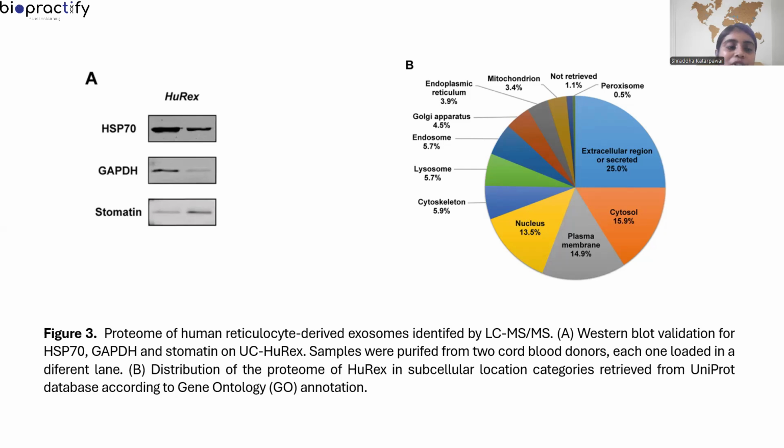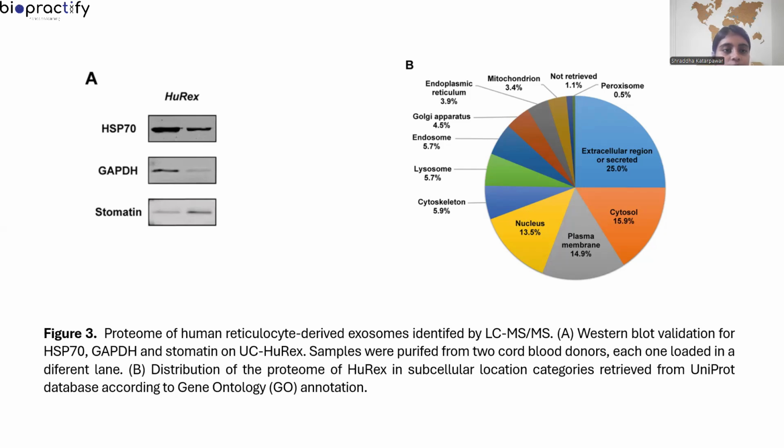The first graph is the Western blot validation for three known proteins: HSP70, GAPDH, and stomatin. These are already identified proteins in the previous study. In the previous study, only seven proteins were identified, but in this study a total of 376 or 390 proteins were isolated.